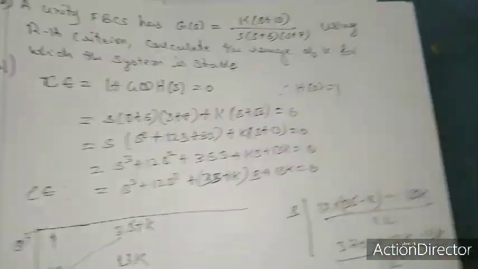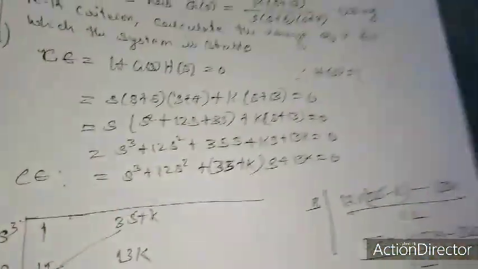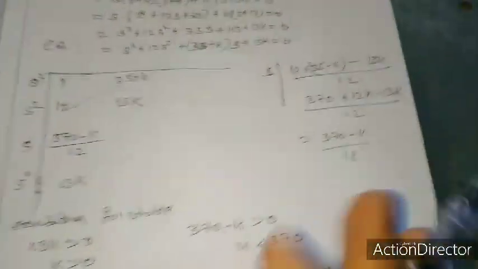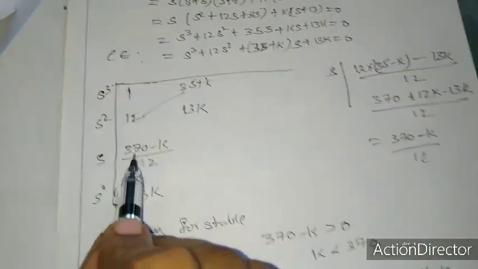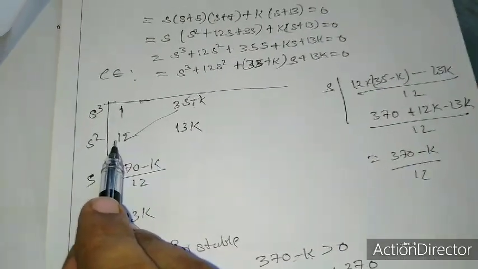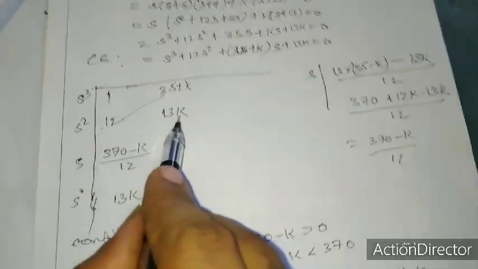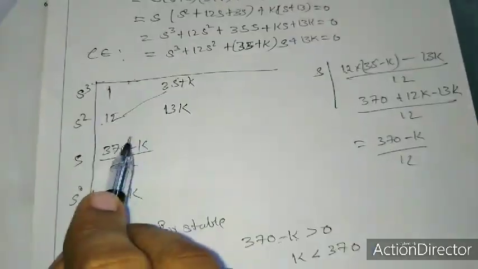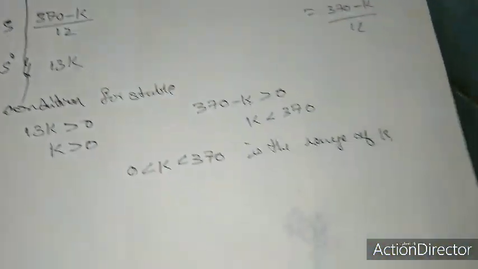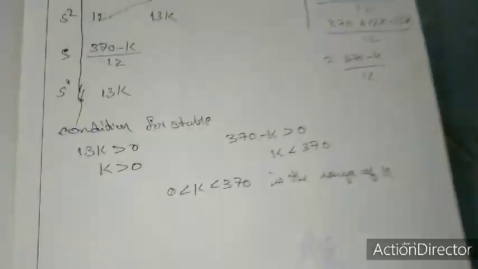So we have calculated the range of k value. In this way, we have to find the k and the frequency of oscillations for k marginal. If they ask for k marginal, it is 370. If I substitute k equal to 370, this row becomes 0, and we take the auxiliary equation, that is 12s square plus 13 into 370 equal to 0. From that we will find the frequency of oscillations. This is one of the applications of Routh stability criteria.